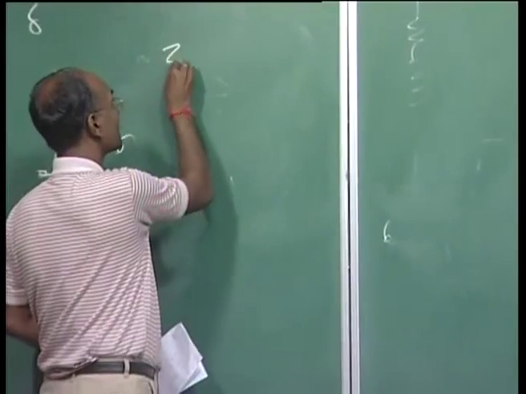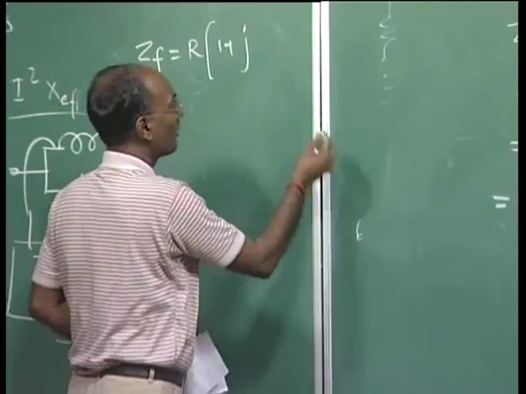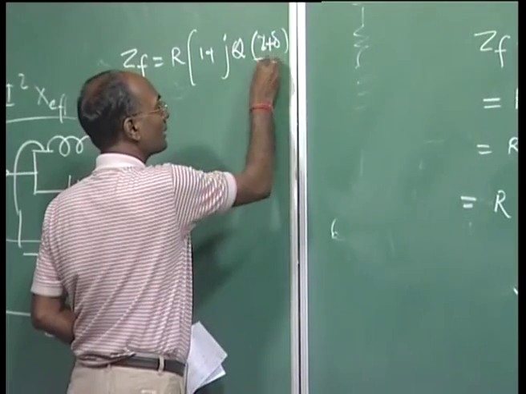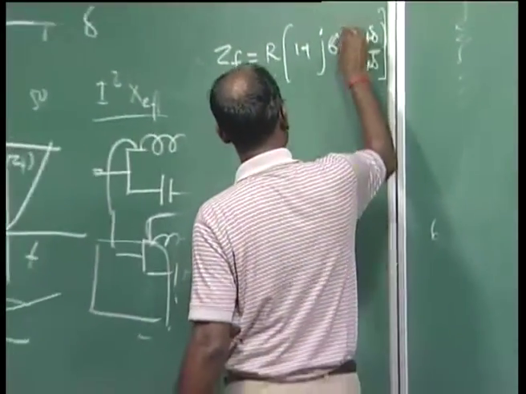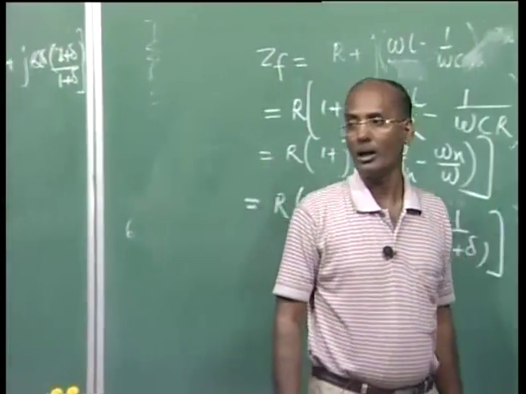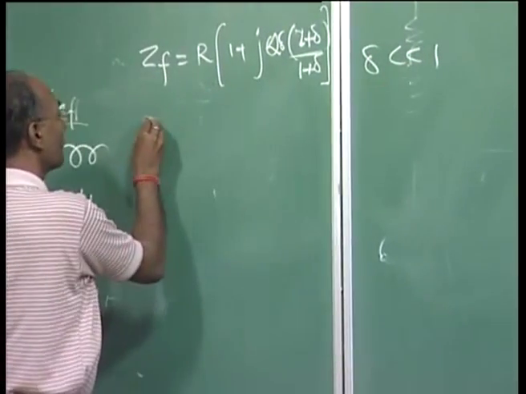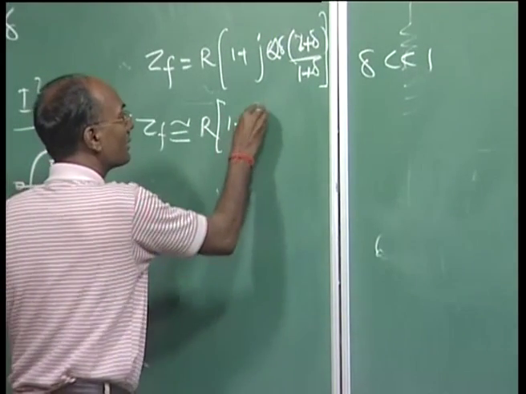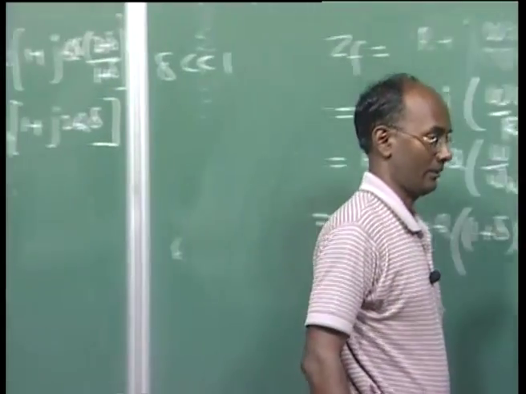then we can write our ZF is equal to R(1 + jQ (2 + delta) divided by (1 + delta)) into delta. Or approximately, if the delta is very, very small, then we can write this ZF will be equal to R(1 + j2Q delta). Q is the quality factor.